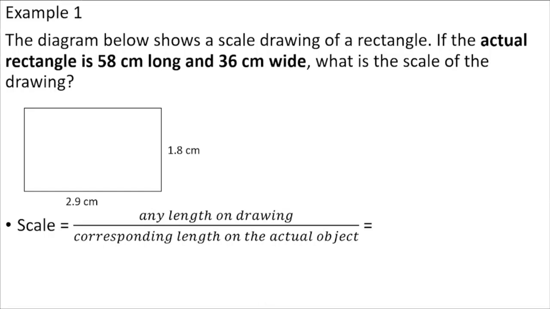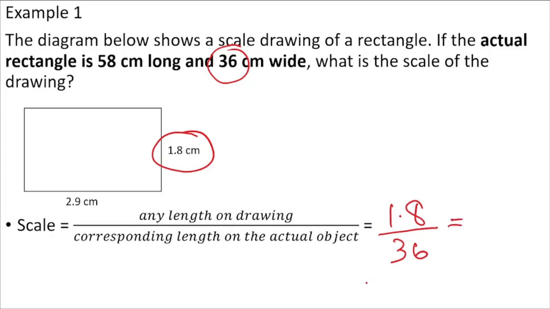Okay. Now, any length on drawing. So we can pick any of the lengths that we have here. If you pick the width, the width on the drawing is 1.8, and the corresponding length on the actual object is 36. So that is 1.8 divided by 36. I'm using the width. I'm not going to use a calculator to find it.